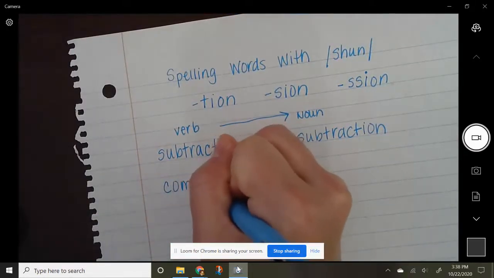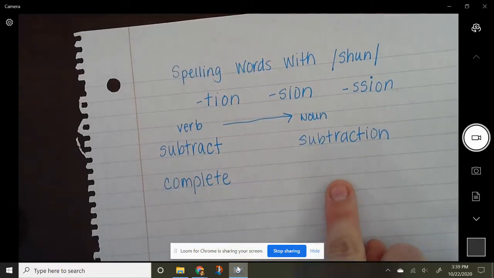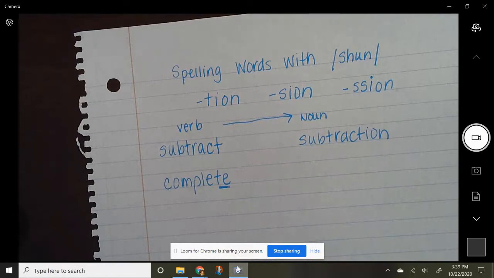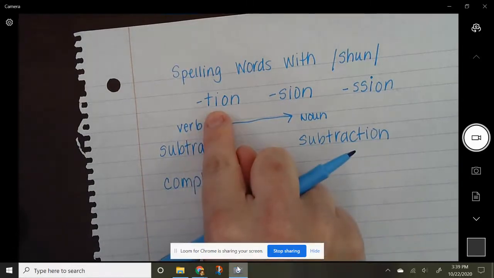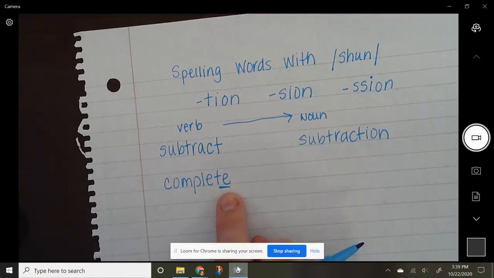Let's do complete. Complete your work. Complete is the verb. I'm going to change it to completion by following the rules. The first thing I see is that it ends in a TE. Right away, my brain is thinking, I'm going to probably use the tion. But it ends in an E. So what do I do when it ends in an E?